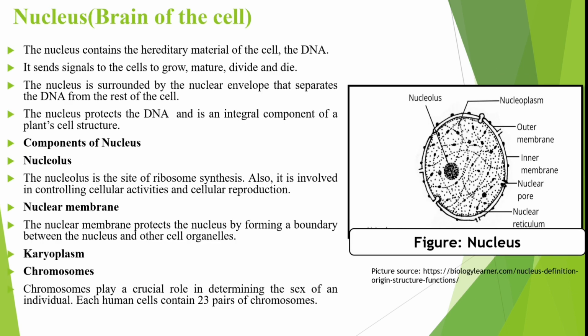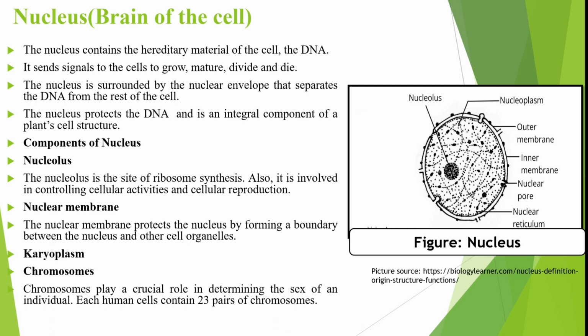Then the nucleus, the most important cell organelle, and it is regarded as the brain of the cell because it controls all the vital activities of the cell. Nucleus contains the hereditary material of the cell, the DNA, in chromosomes. It sends the cell to grow, mature, divide and die. The nucleus is surrounded by the nuclear envelope that separates the DNA or chromosomes from the rest of the cell. Nucleus protects the DNA and is an integral component of plant cell structure.